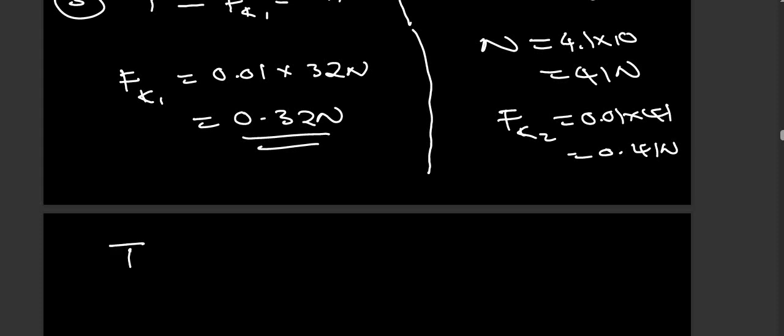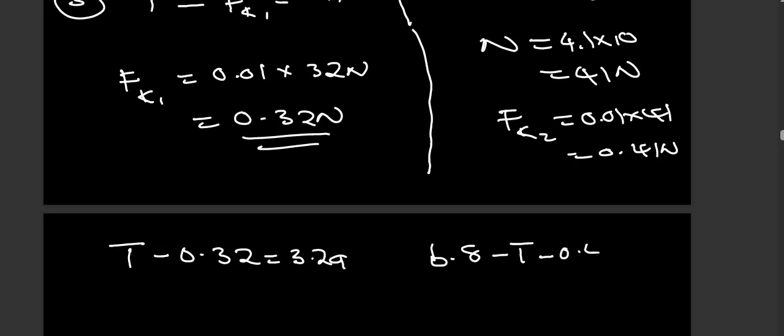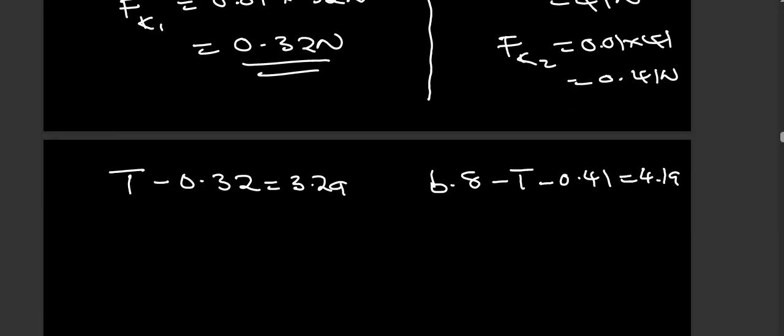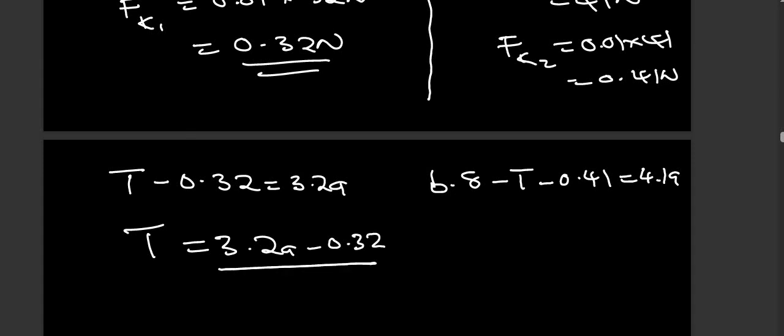Now we know that tension minus the friction, 0.32, is equal to the first mass, 3.2, times A. This side, you're having 6.8 minus the tension, minus the frictional force, which is 0.41, is equal to the mass, 4.1A. So to say tension is equal to, from this side, you can make T the subject, which is just 3.2A plus 0.32.